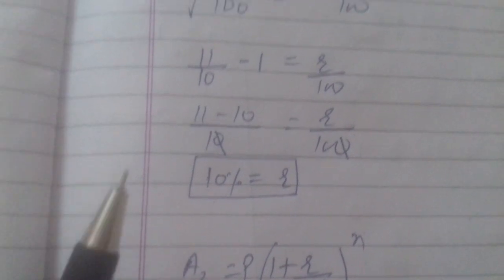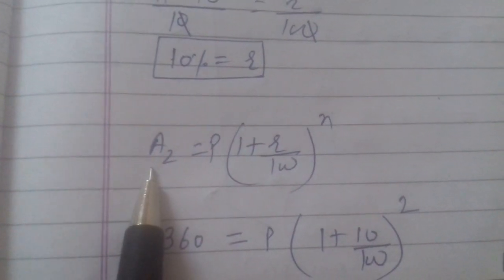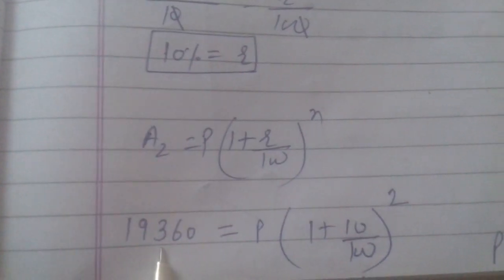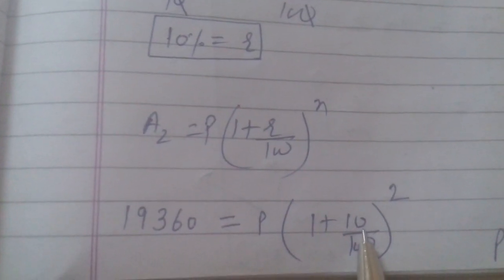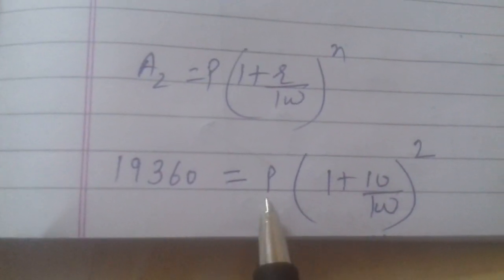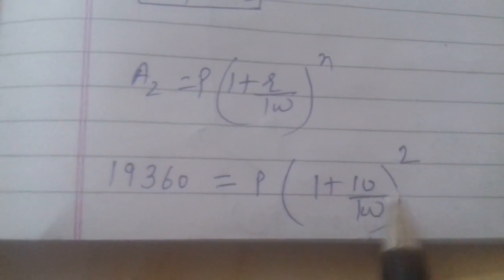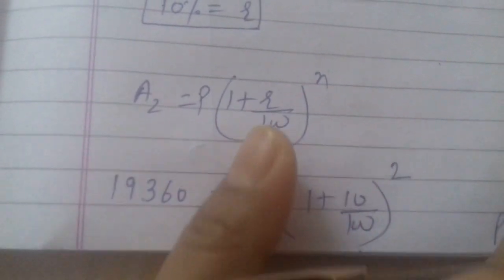So use either A2 or A4, that is your wish. Look here now. A2 is equal to this. Amount of 2 years, after 2 years it is given to us. Principal we have to find out. 1 plus rate we got in first part 10 by 100 raised to the power 2. Value of P you can find out from here. Clear? Do the cuttings and transpose the term, you can find out principal from here.